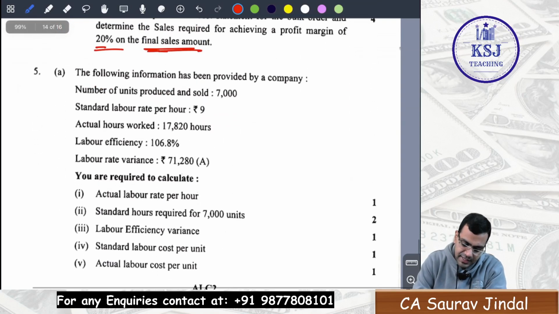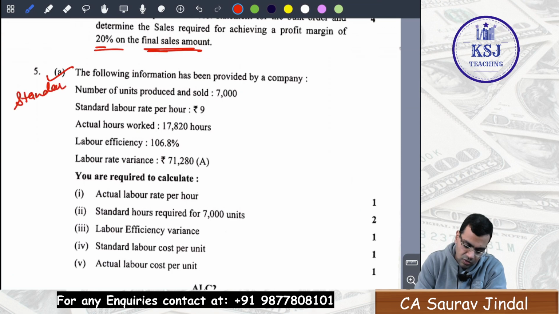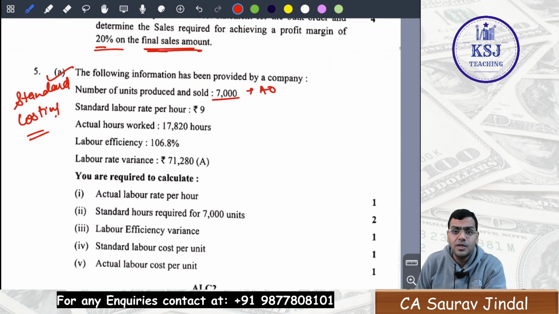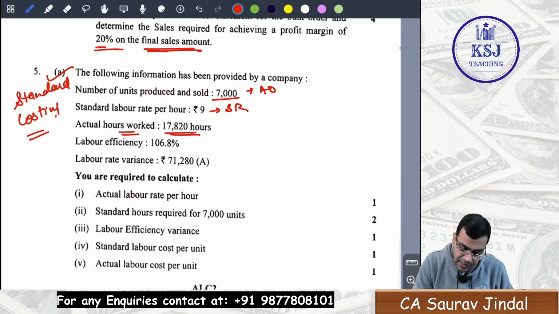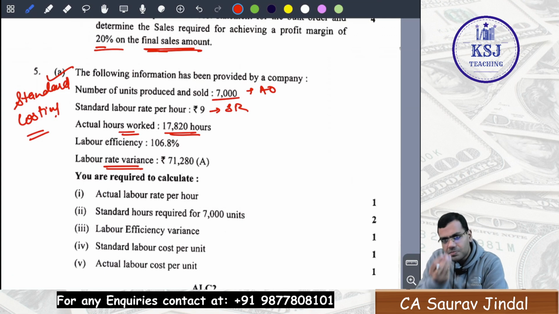Okay, now this is a standard costing question. The only thing in this question is total number of units produced and sold. This is the actual output that is given to you. Standard labor rate SR is given to you, right? Actual hours worked given to you 17,820. Labor efficiency is given 106.8% and labor rate variance is given to you. You are required to calculate small parts.